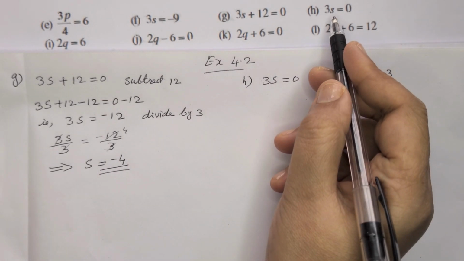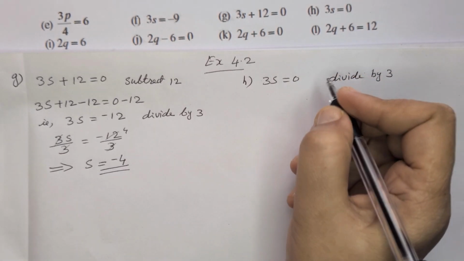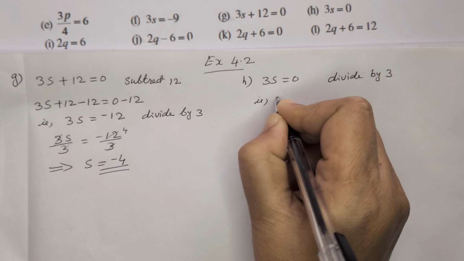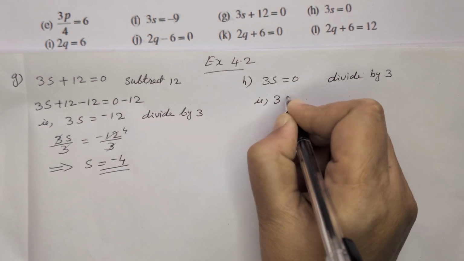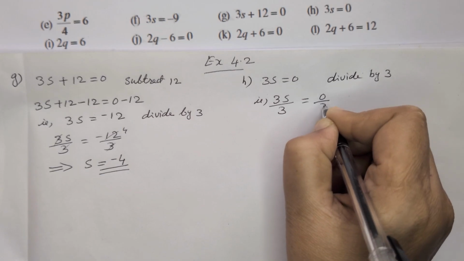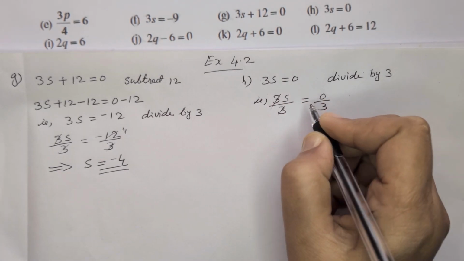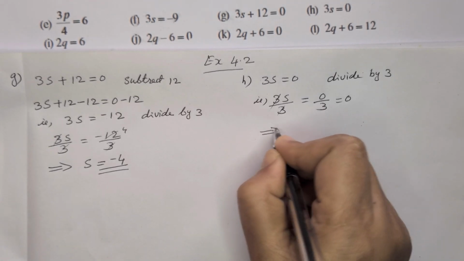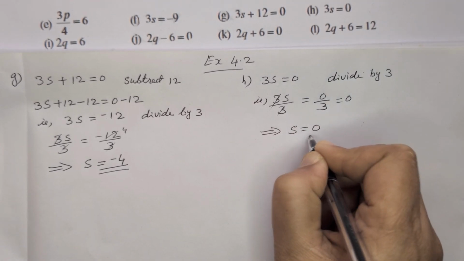Next one, H. 3S is equal to 0. So divide by 3. 3S divided by 3 is equal to 0 by 3. Here this will cancel. 0 by 3 means 0 itself. So which implies S is equal to 0.